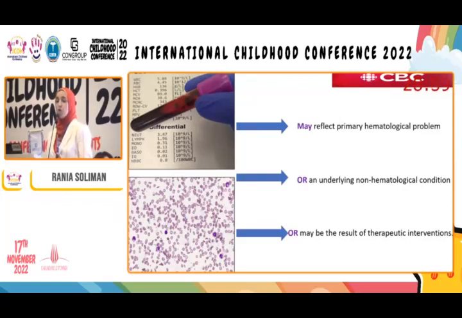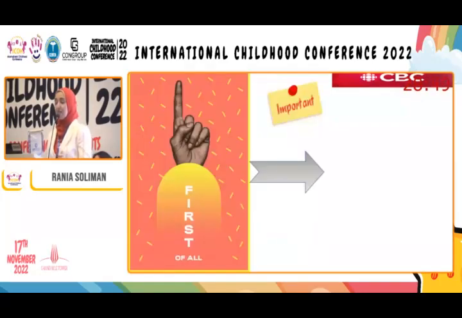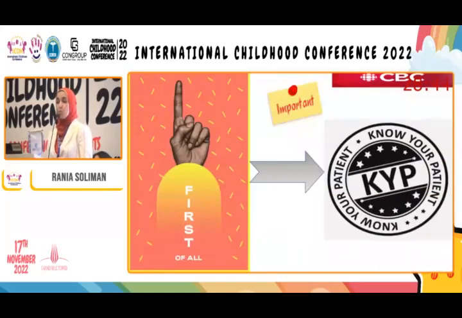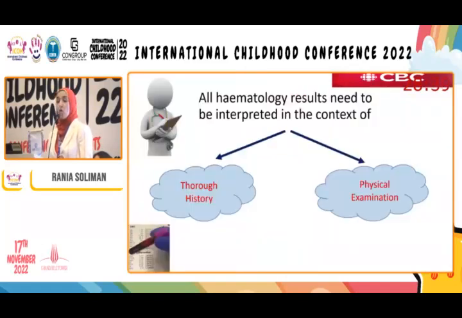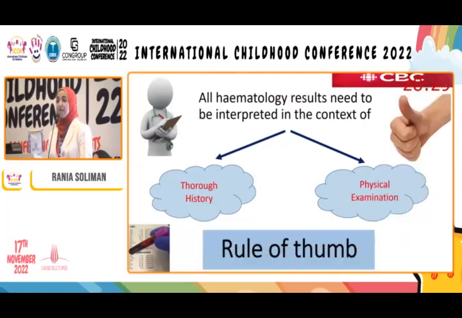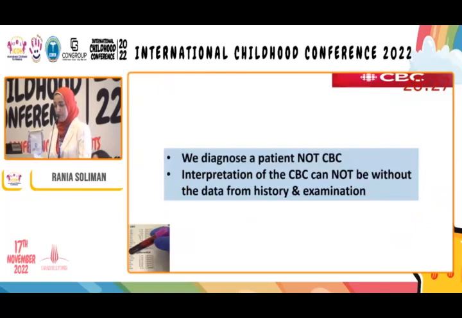We all know the importance of the CBC, but let me remind you that before holding the paper of the CBC in your hand, first of all, you need to KYP, know your patient. So all hematological results need to be interpreted in the context of thorough history and physical examination. And this is called the rule of thumb. We diagnose a patient, not a CBC.